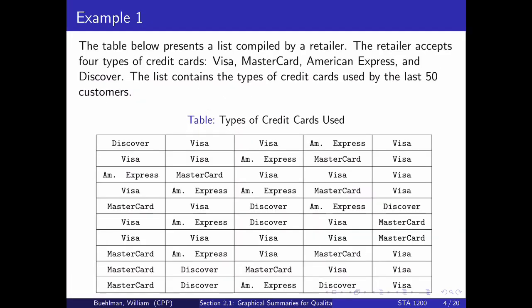First example. The table below shows a list compiled by a retailer. This retailer accepts 4 different credit cards: Visa, MasterCard, American Express, and Discover. The list contains the types of credit cards used by the last 50 customers. So we can see we have Discover, Visa, American Express, Visa, etc. We are now going to create a frequency distribution to summarize this.